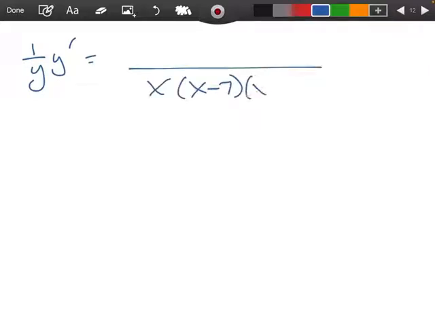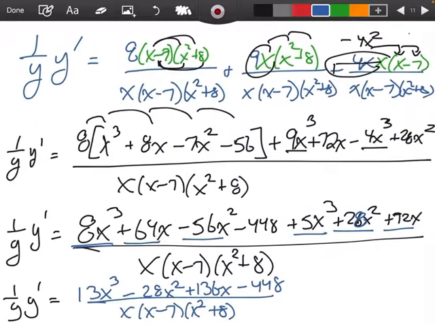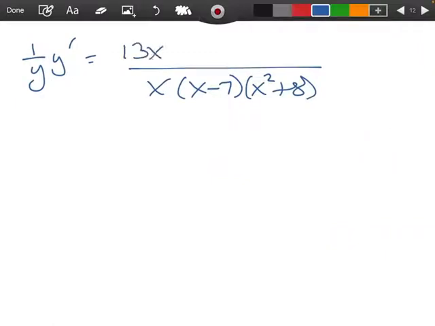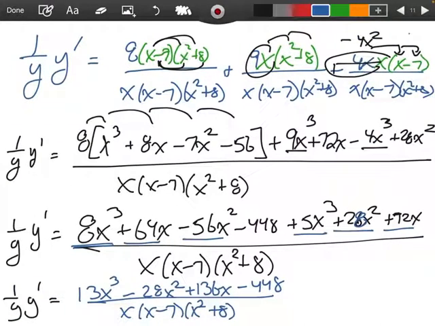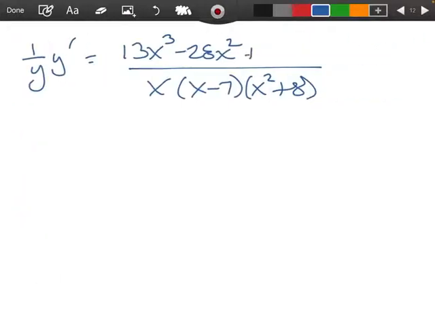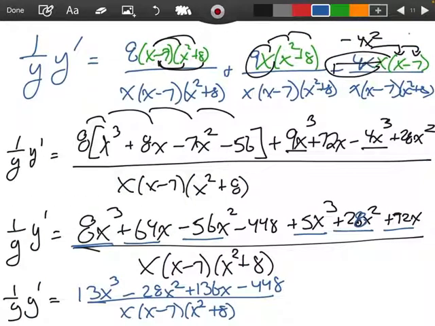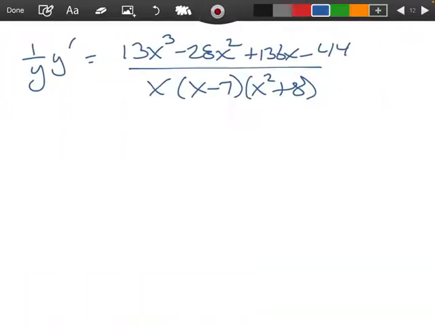Okay, so now on the next slide, I'm going to write 1 over y and a y prime equals, I'm just going to copy what I had before. I remember the denominator, that I know. Okay, but what do we got upstairs? 13x to the third minus 28x squared. What else do we got? Plus 136x and a minus 448. Yes, minus 448. Okay, so now, next step we got to do, y'all, we're going to multiply everything by y.